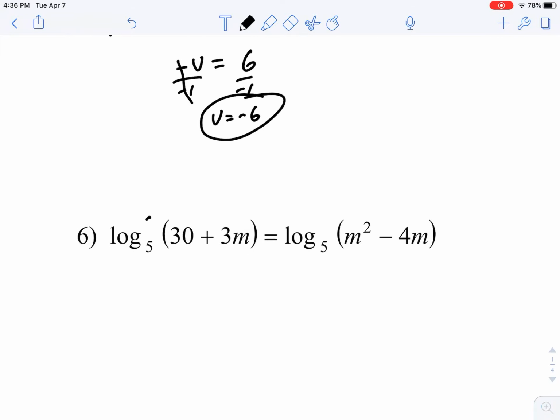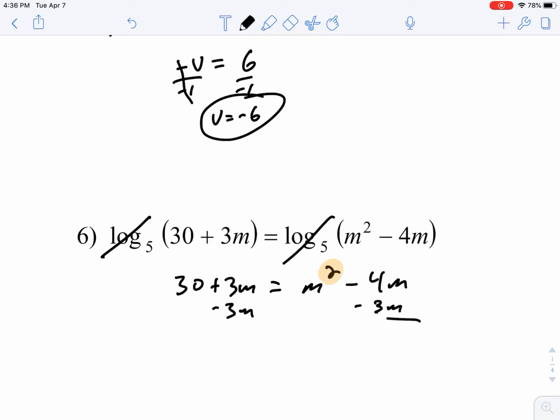Number 6. So this logarithm cancels out with that logarithm. We get 30 plus 3m equals m squared minus 4m. What we have now is an equation with a squared term in it. That means it's called a quadratic. To solve quadratic equations, there's a few things. You need one side to equal 0. So we've covered this over and over and over now.